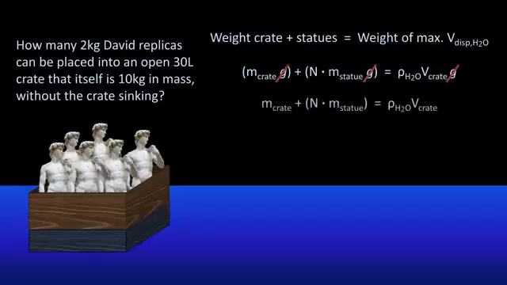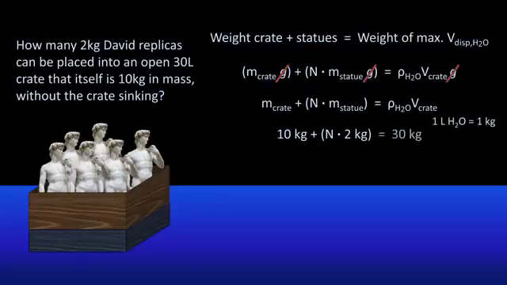Now let's enter in the specific numbers. The mass of the crate is 10 kilograms. The mass of each statue is 2 kilograms. While we could calculate the product of the density of water and the volume in terms of cubic meters in order to get the water's mass, we could also use an important relationship from the last lesson. The mass of 1 liter of water is 1 kilogram. Therefore, the mass of 30 liters of water is 30 kilograms. Solving for n, we find that n is equal to 10. So with 10 statues added, the water level will reach the lip of the crate.